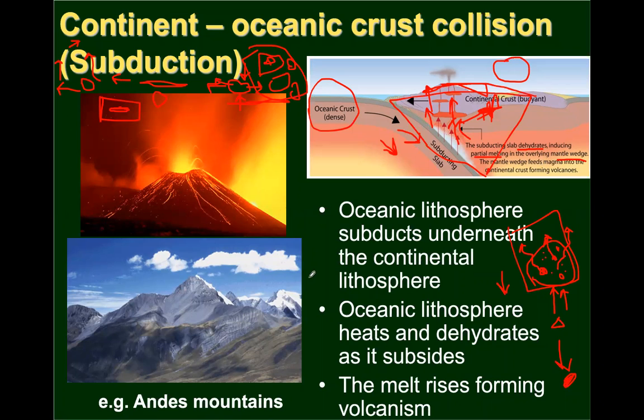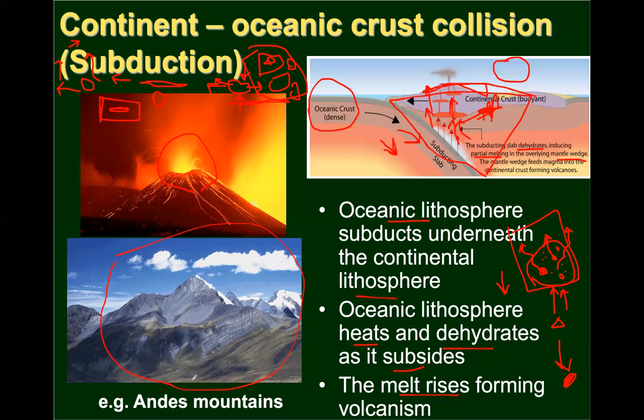So this is a natural cyclic process where we have a mass balance in the crust and mantle. Okay, right. So the oceanic lithosphere subducts underneath the continental lithosphere, and the oceanic lithosphere heats, dehydrates and further subsides, and the melt rises, forming volcanism. You can see the volcanoes formed like this in the continental part of the plate, and at the exact margin here, you are generating ridges of mountains, right? You can see here the Andes mountains. These are the Andean mountains formed as a result of this complex process.